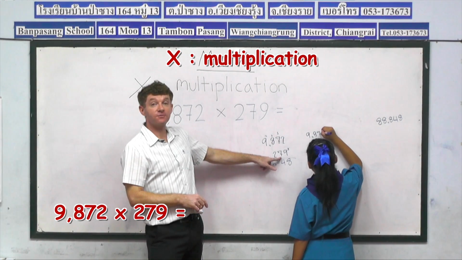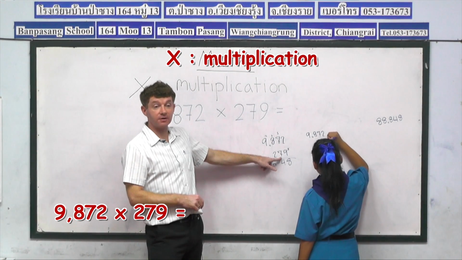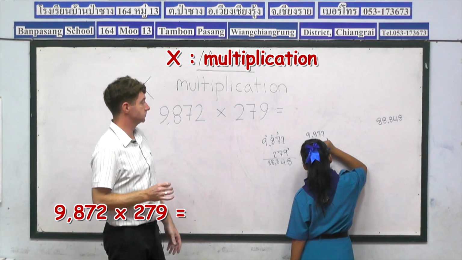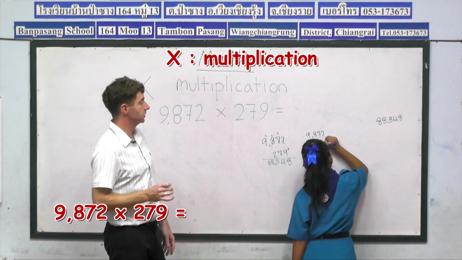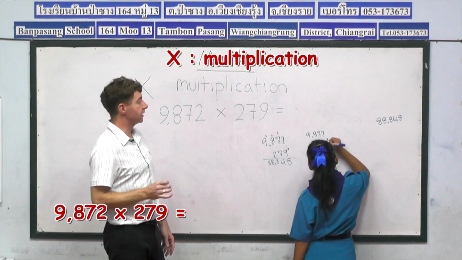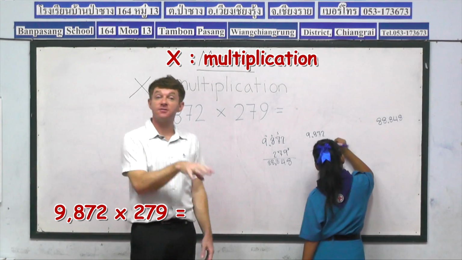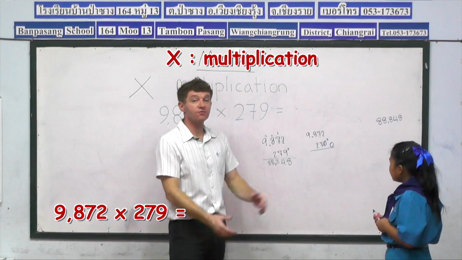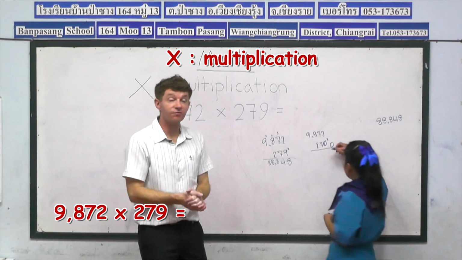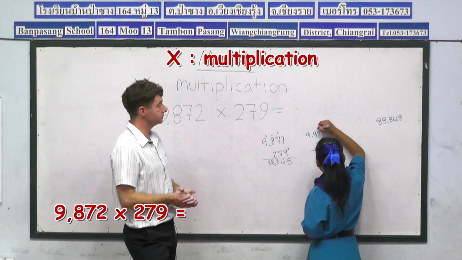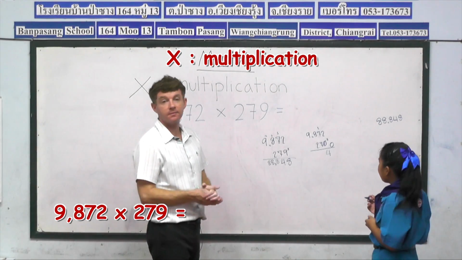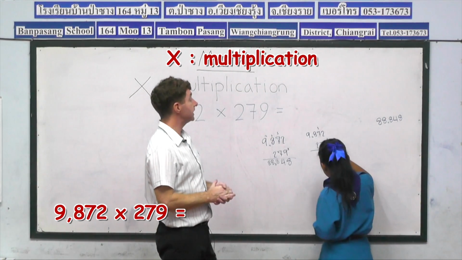How many tens do we have? 7. So 70. Yes. But remembering the trick with the 0, delete the 0 and we'll bring it back later. 7 times 2 equals 14. So 4 carry 1. 7 times 7 equals 50.